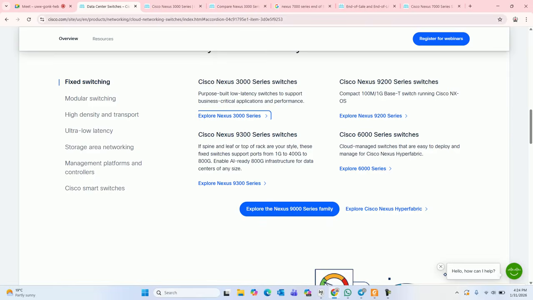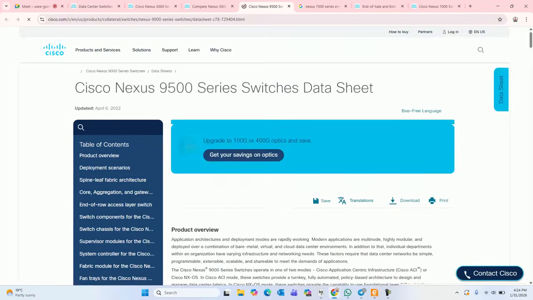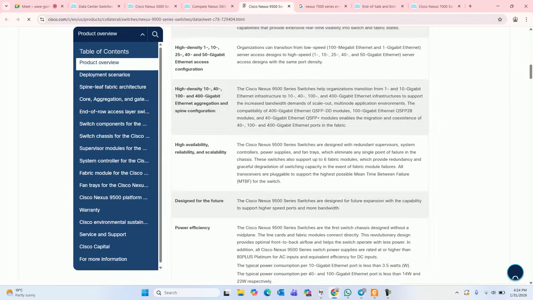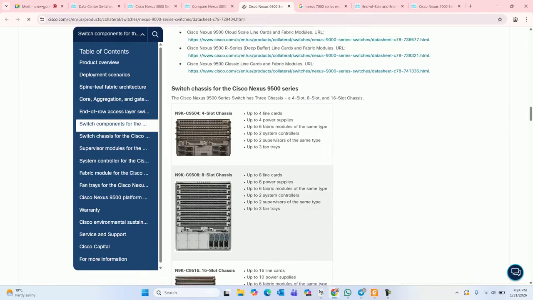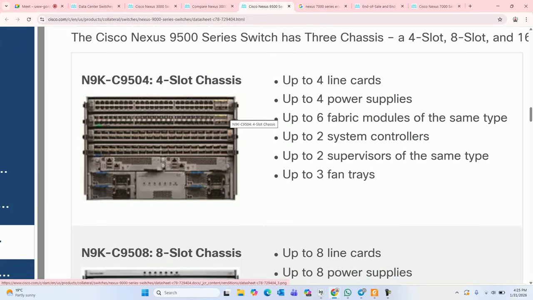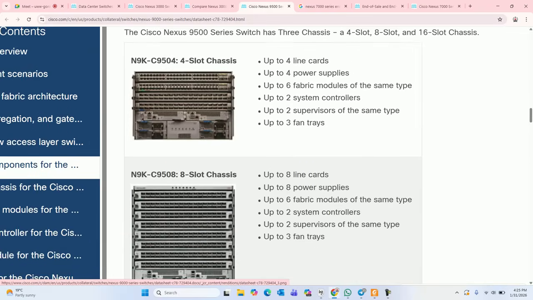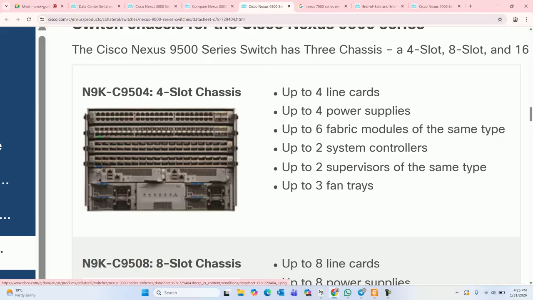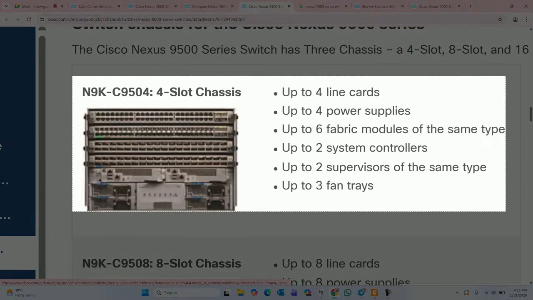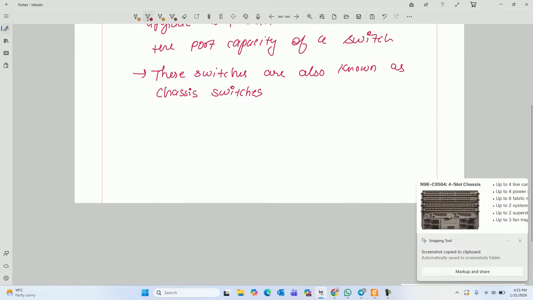But on the other hand, if we go to the modular switches, let's say the 9500 series switches, you will see that we have switches like this. The image is not clear, so let's take a screenshot here. These kinds of switches are the modular switches.